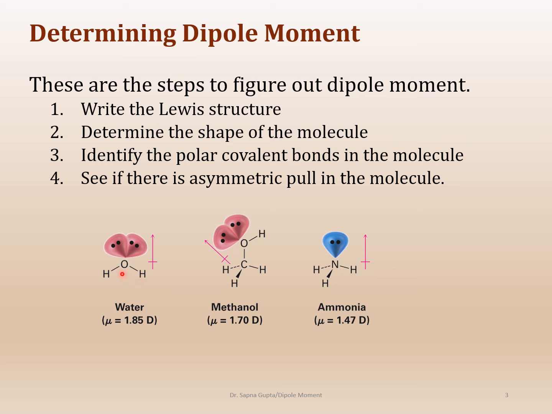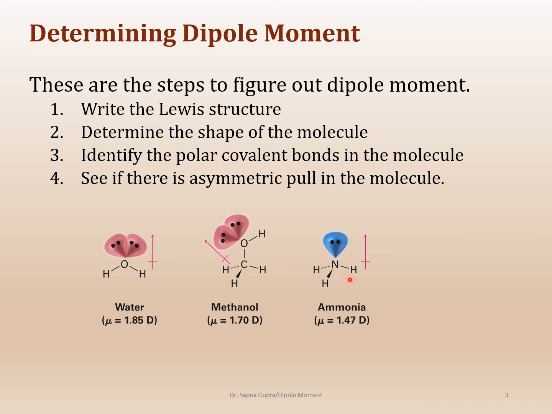So oxygen has the delta negative and hydrogen has the delta positive. So the arrow is pointing more towards the negative side. Here, this is methanol. And in the case of methanol, oxygen is more electronegative than carbon. And because of the shape of the molecule, which is bent, there is an asymmetric pull towards oxygen, okay, and that's where the arrow is pointing then.